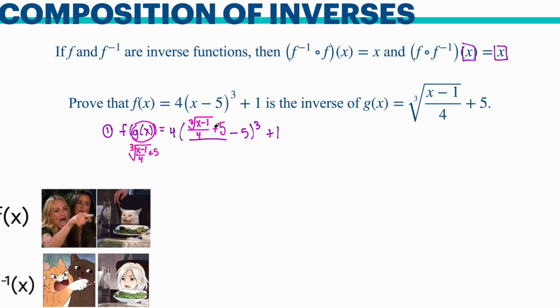Okay, well first on the inside, I have a 5 minus 5. That completely goes away, leaving me with the cube root of x minus 1 over 4. The 5's cancel.